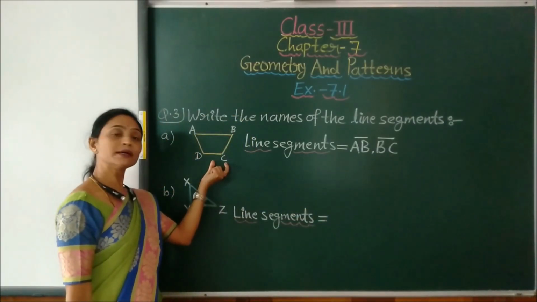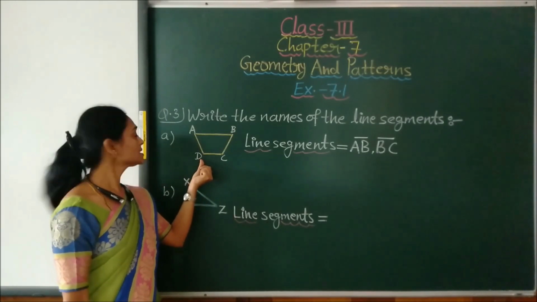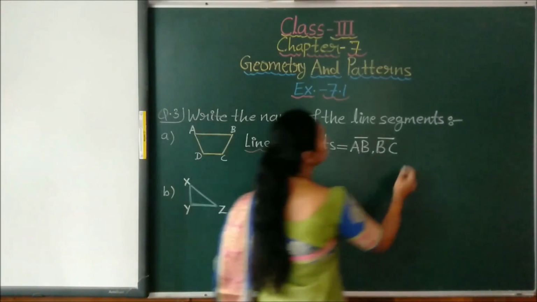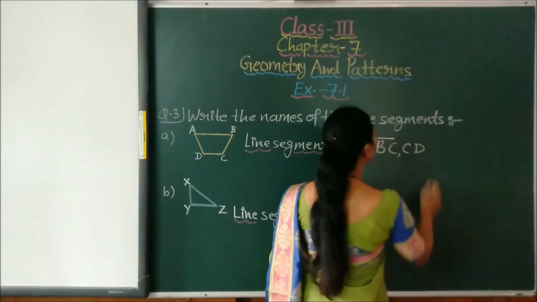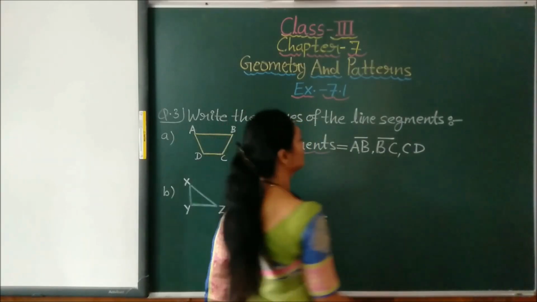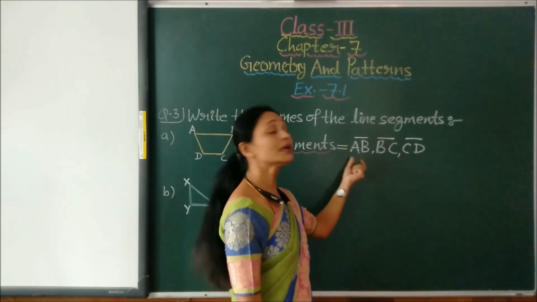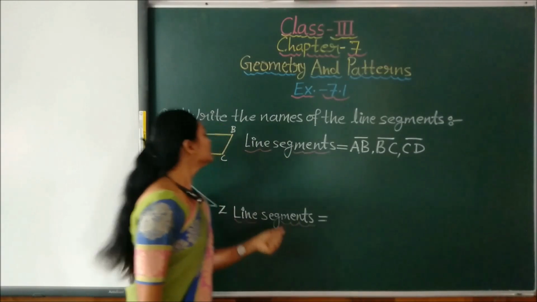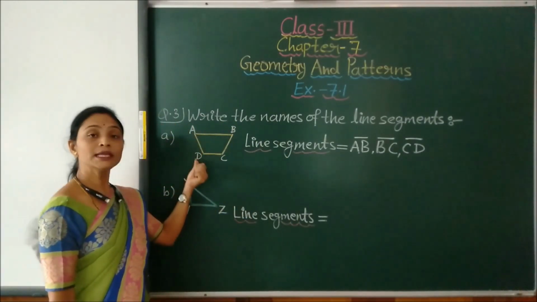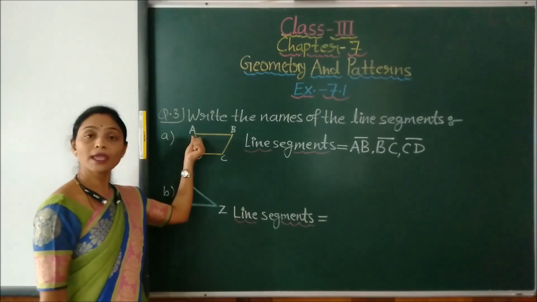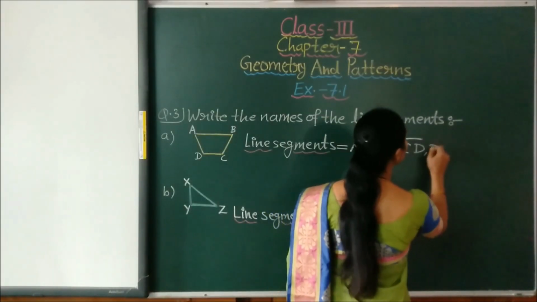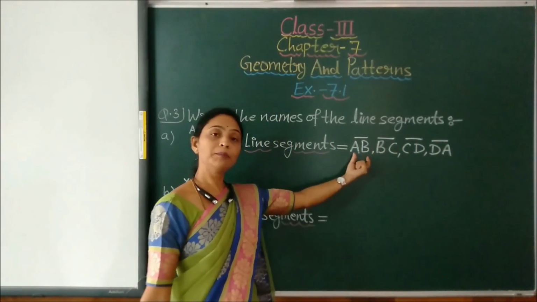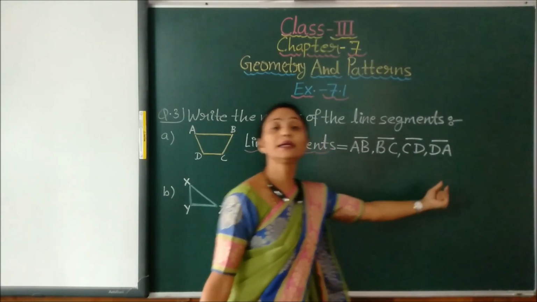Then we will move to this third one, CD. From C it is starting and ending on D. So what is the name? CD. See, we have to put a comma after each line segment, and we have to draw this also. When you are representing a line segment, you have to draw a small line segment like this. Then the last one, DA, from D to A. So how to write it? DA. So here we got the names of the line segments AB, BC, CD and DA.